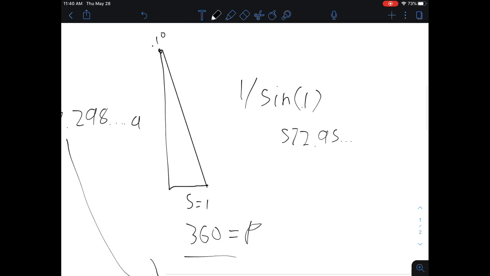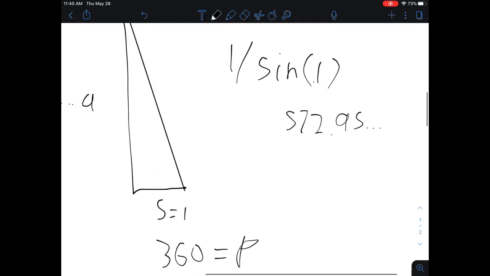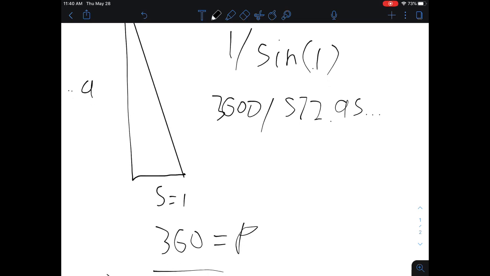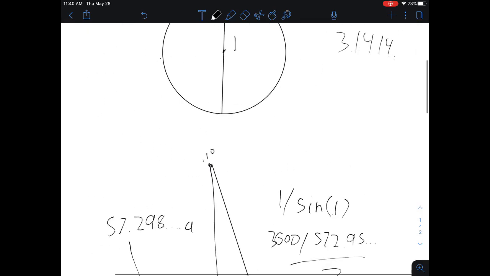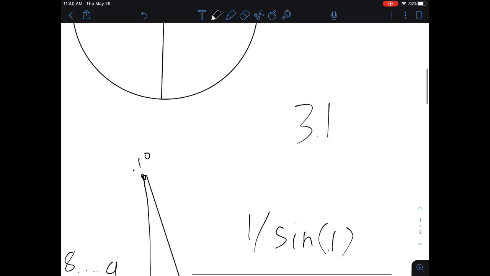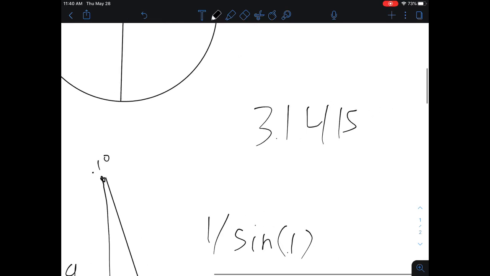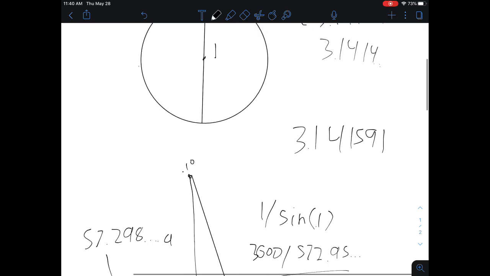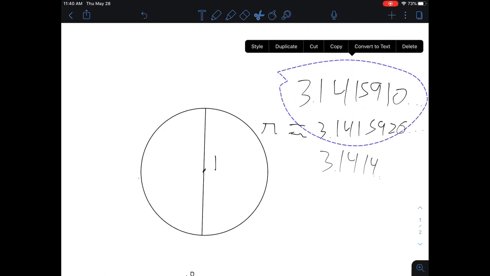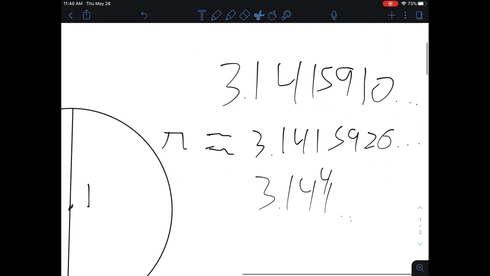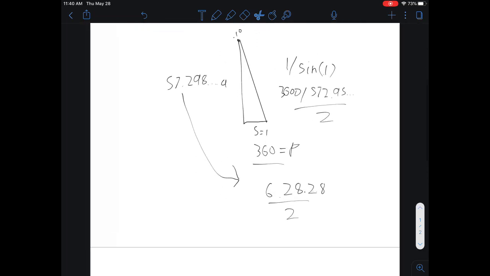And then again, now we do 3,600 divided by that number. Now we take that all and divide by 2. And this time, we get 3.141591. Now if we bring it up to here, you'll realize it's even closer. We're down to about 6 digits that are accurate before it veers off. Now all we need to do is keep increasing the amount of sides.